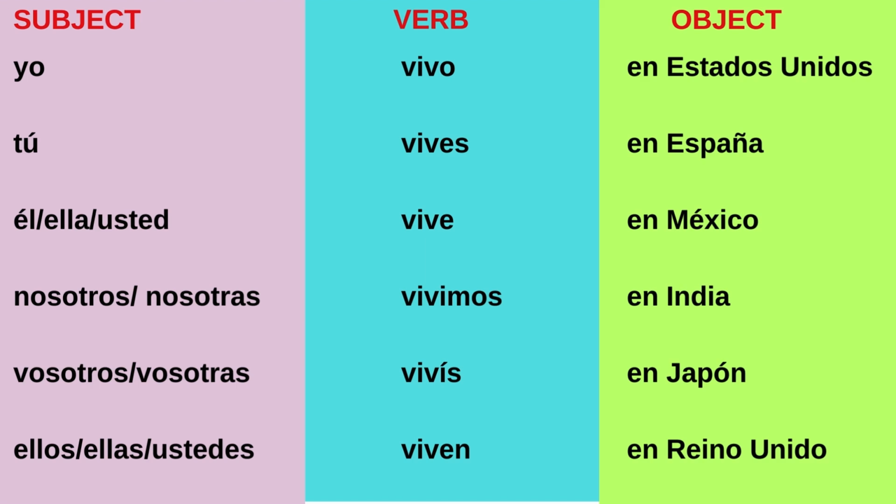Usted vive en México. You live in Mexico. Nosotros vivimos en India. We live in India. Vosotros vivís en Japón. You all live in Japan. Ellas viven en Reino Unido. They live in United Kingdom.